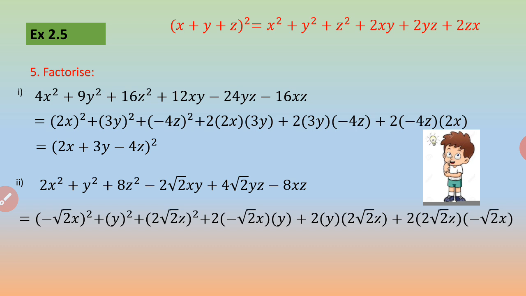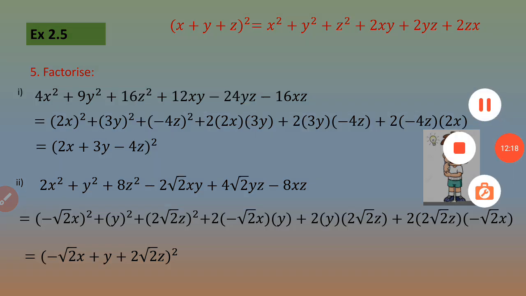Left hand side will be your answer. So your answer is minus root 2x plus y plus 2 root 2z whole square. This is how we come to the end of this video. We'll be dealing with the next questions in the next videos to come. Thank you for now.